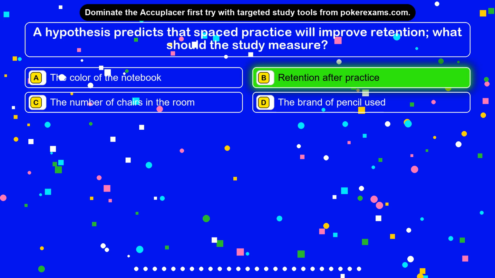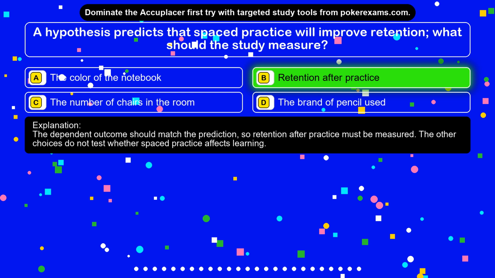The correct answer is option B, retention after practice. The dependent outcome should match the prediction, so retention after practice must be measured. The other choices do not test whether spaced practice affects learning.